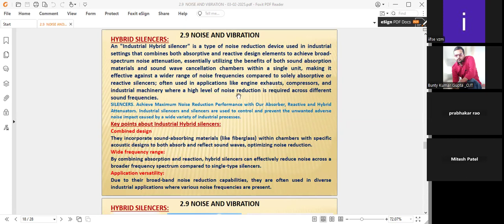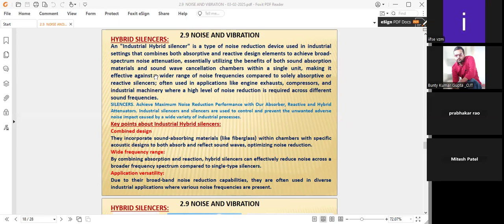Suppose some noise will definitely be emitted by the equipment. That emission is also not advisable in that area. For example, you have to see that noise reduction is more required during workplace safety. You have to go for a hybrid silencer where the two functions will be taken care of. One is reactive, another is absorptive.